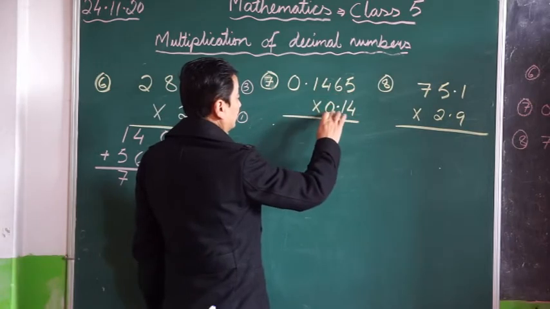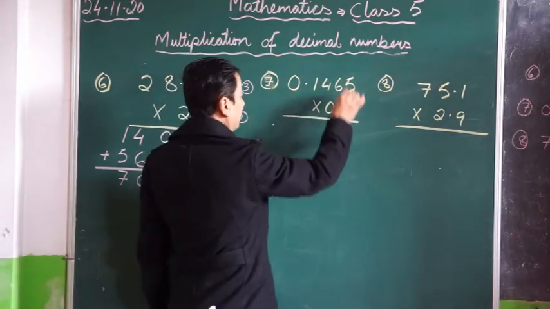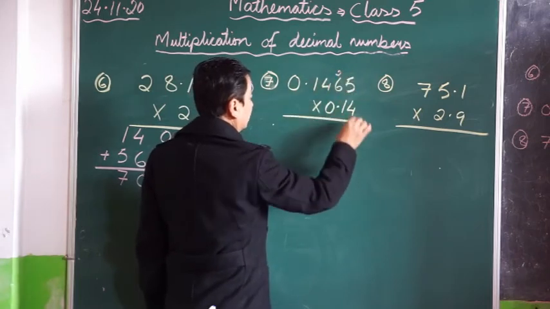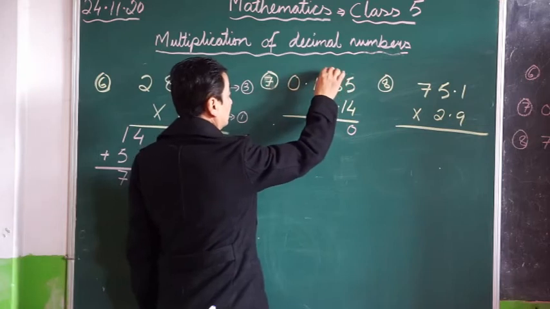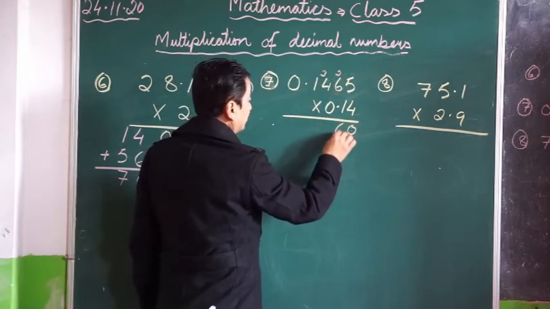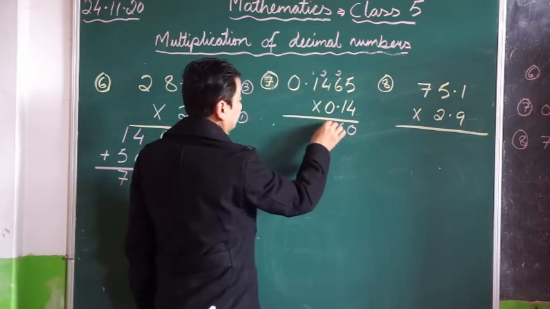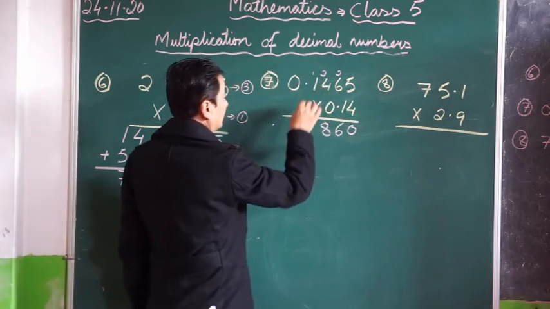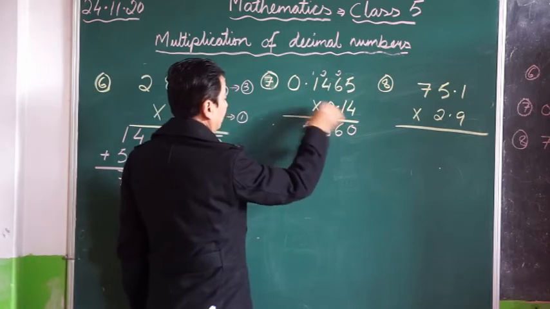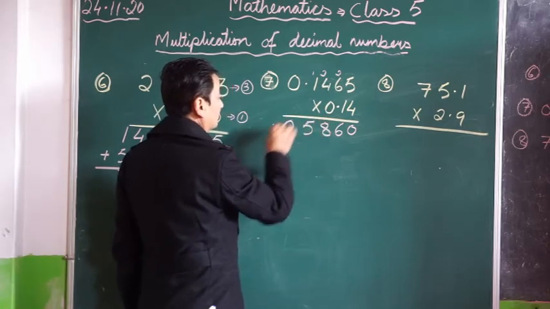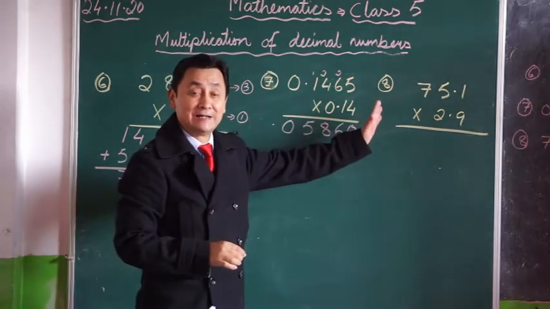0.1465 multiplied by 0.14. So let's multiply with 4. 4 5s are 20. Okay, let's carry. 4 6s are 24 plus 2, 26. 4 4s are 16 plus 2, 18. 4 1s are 4 plus 1, 5. 4 zeros are 0. What did we forget? To count the decimal numbers.